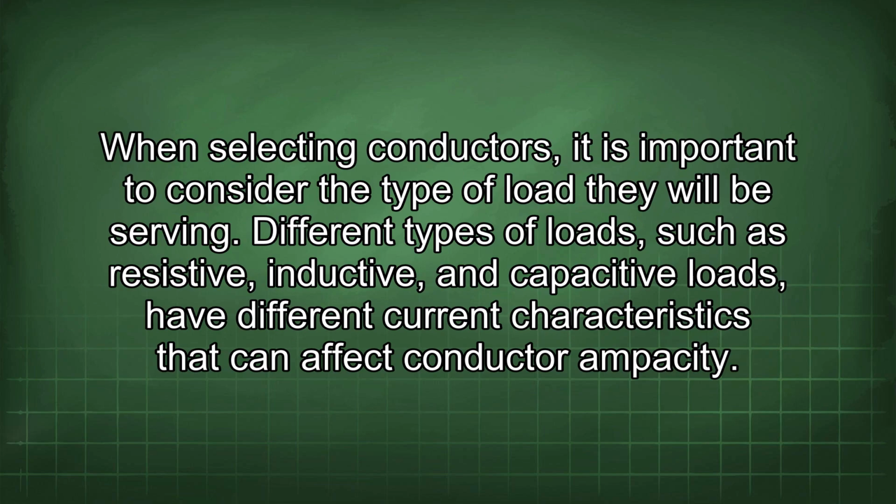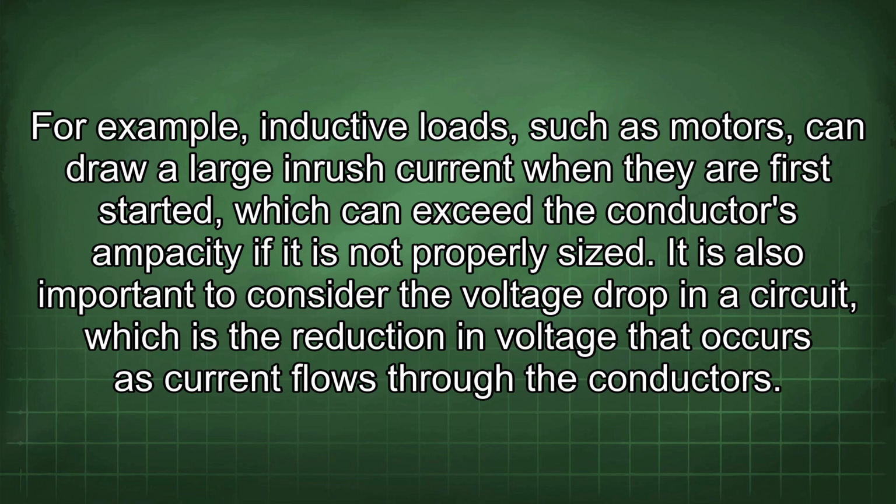When selecting conductors, it is important to consider the type of load they will be serving. Different types of loads, such as resistive, inductive, and capacitive loads, have different current characteristics that could affect conductor ampacity. For example, inductive loads, such as motors, can draw a large inrush current when they are first started, which can exceed the conductor's ampacity if it is not properly sized.